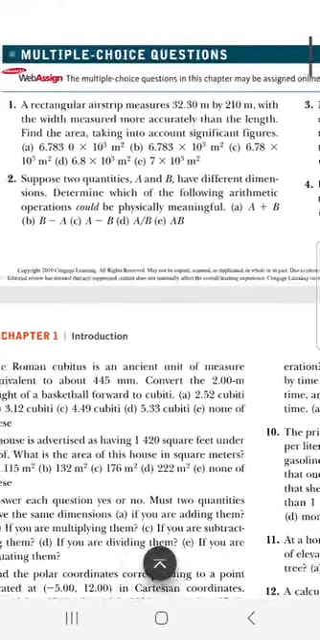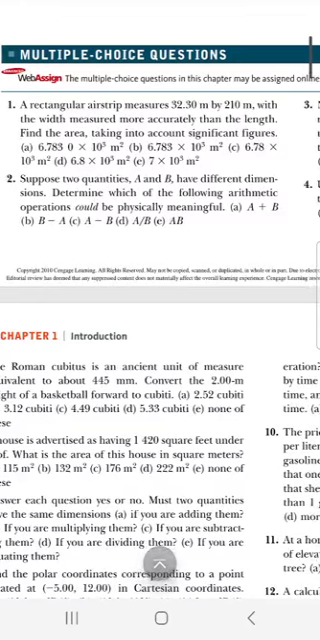Let's do question number 2. Suppose 2 quantities A and B have different dimensions. Determine which of the following arithmetic operations could be physically meaningful. So different dimensions is what? It's basically 2 different things. Let's say A is a length, 1 meter, 2 meters, and B is a time, 10 seconds or something.